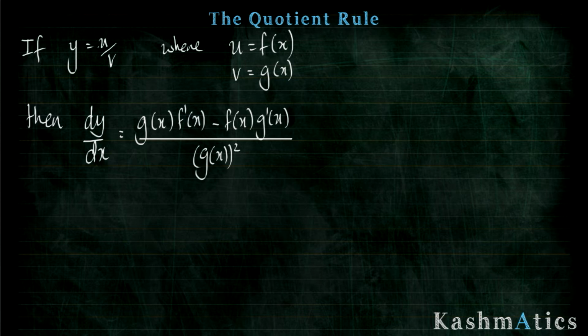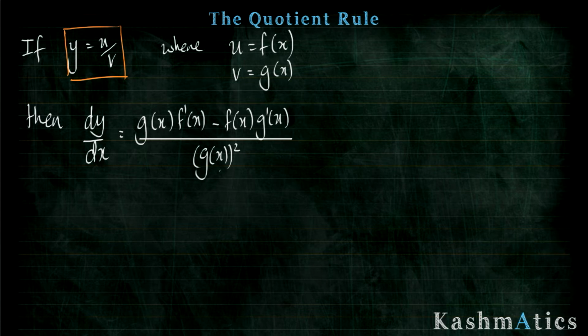The first thing we need to understand is when we use the quotient rule. If I've got y equals u over v, where u is some function of x and v is also some function of x, this is your quotient, u divided by v. The quotient means the division here. And the rule is dy by dx equals g of x, so that's the v, multiplied by f dash x, the derivative of u, take away f of x, which is u, multiplied by the derivative of g of x, which is the derivative of v, all divided by g of x all squared.